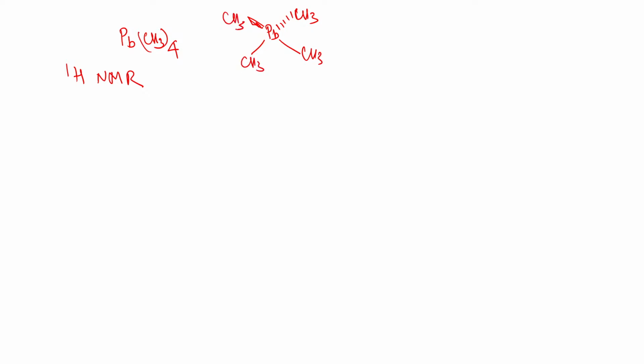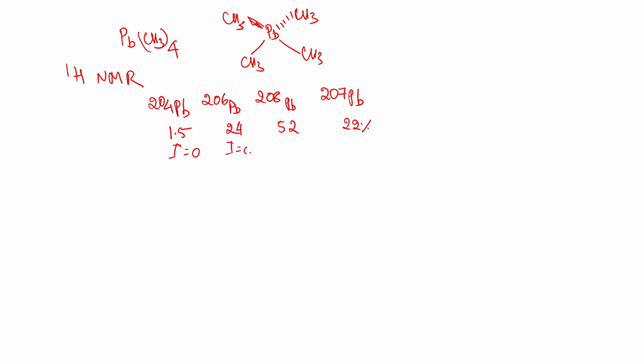When you look into lead isotopes, we come across 4 isotopes: 204 Pb, 206 Pb, 208 Pb, and 207 Pb. So we have totally 4 isotopes. This is about 1.5%, this is 52%, this one, 206, is 24%, and this is 22%, approximately. All of these are I equals 0, you should remember, and this one is I equals half.